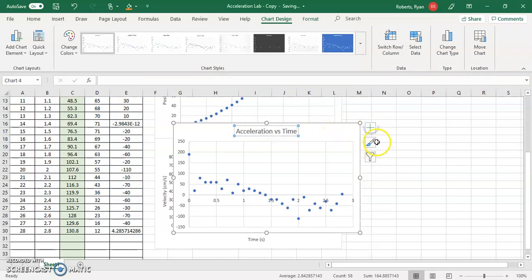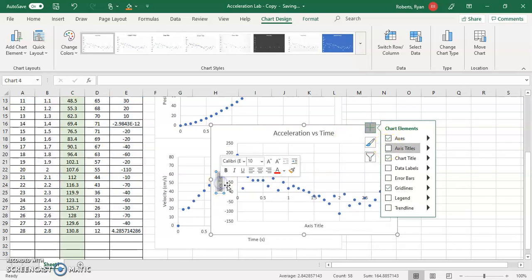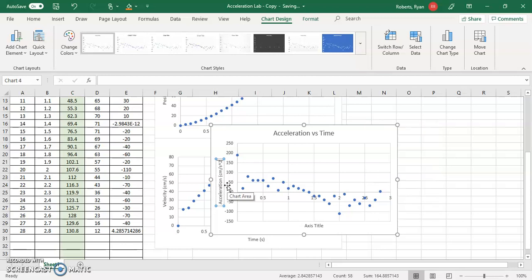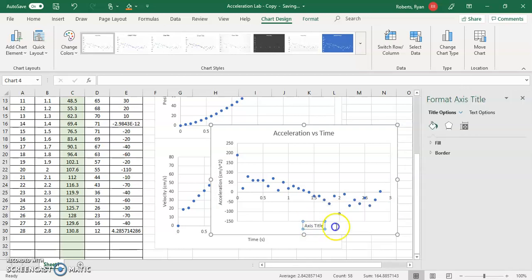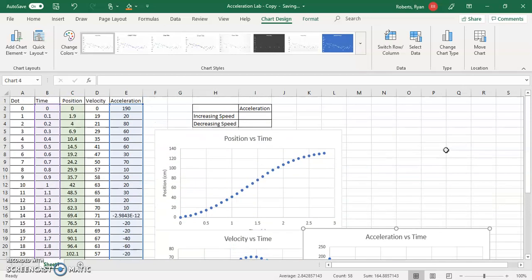And then we need some axis titles. Acceleration is in centimeters per second squared. For the square, just do the caret, which is the character on the 6 key, and then squared, close your parentheses. That'll be good enough for us. Time in seconds. Okay. So copy and paste those 3 graphs over into OneNote.